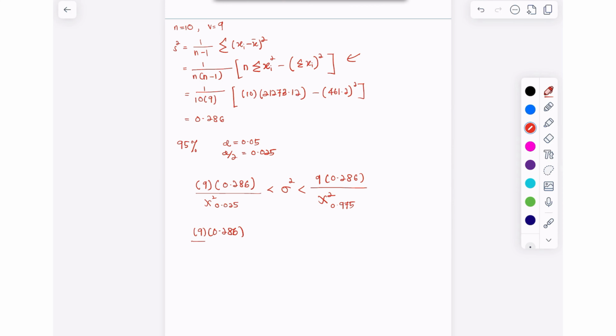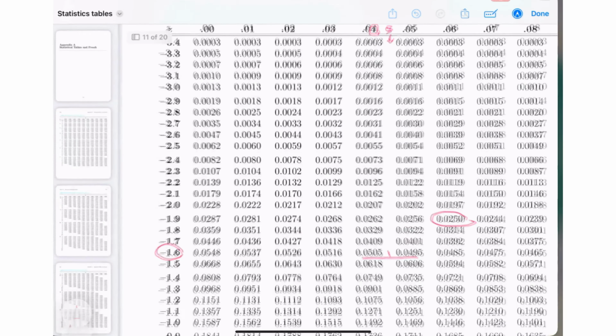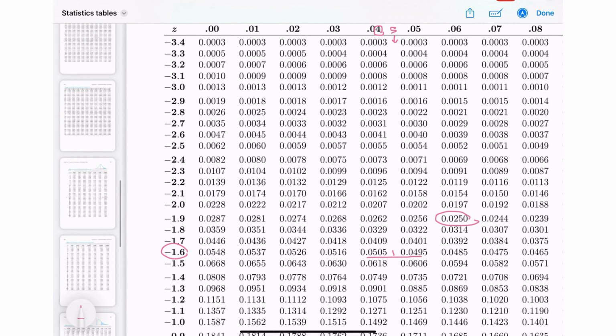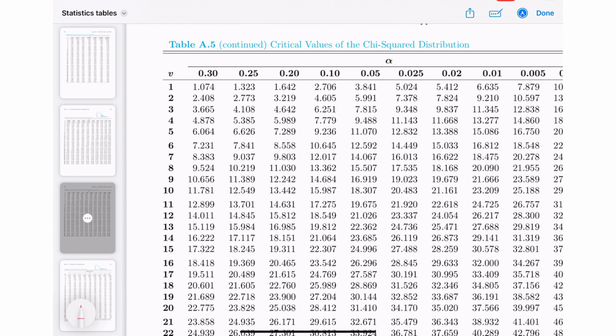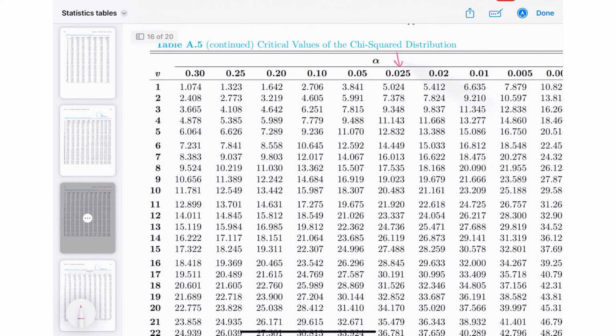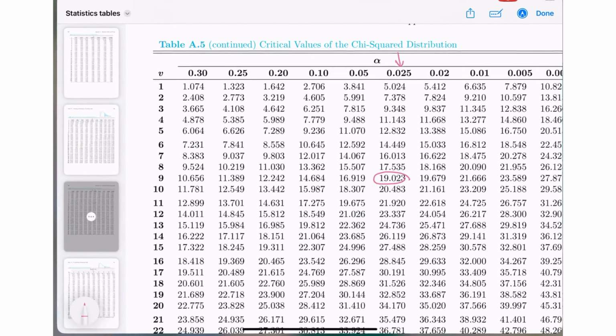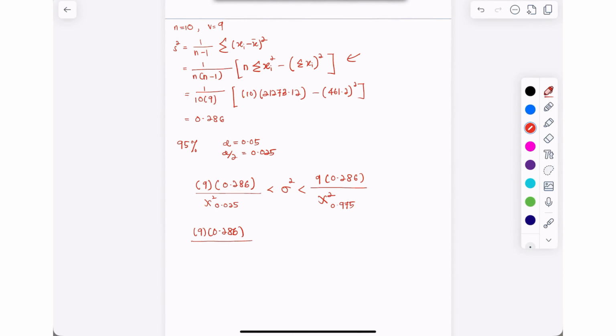you check inside the chi-square table for the case when alpha is 0.025 and degree of freedom is 9. So you check the chi-square table, 0.025, this column, and V, degree of freedom is 9, so it is 19.023. So 19.023 is greater than the variance bound.